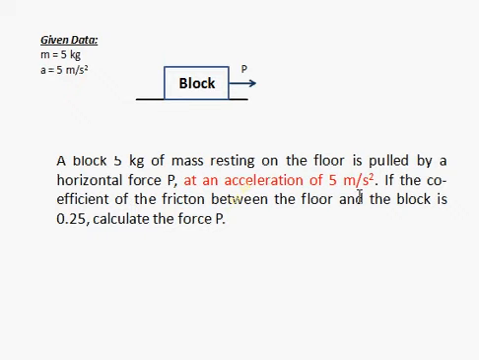Next, back to the question. If the coefficient of friction between the floor and the block is 0.25, because the block is moving on the horizontal floor, there will be a frictional force acting between the block and the floor, and hence the coefficient of friction will be there. So the value for that is given as 0.25, and let us write it here in given data.